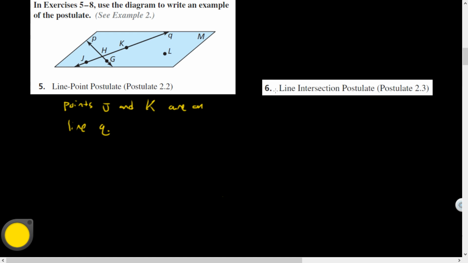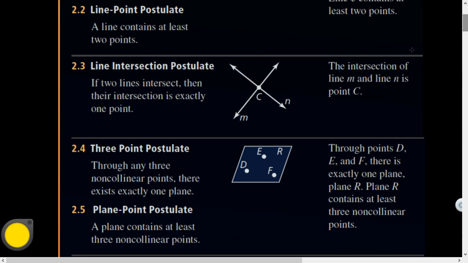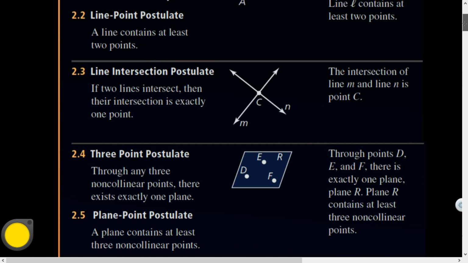All right, how about question 6. We did do question 6, I believe, yes. Line intersection postulate, I believe it says that two lines intersect at a single point. But let's verify that. It says if two lines intersect, then their intersection is exactly 1 point. Good times.